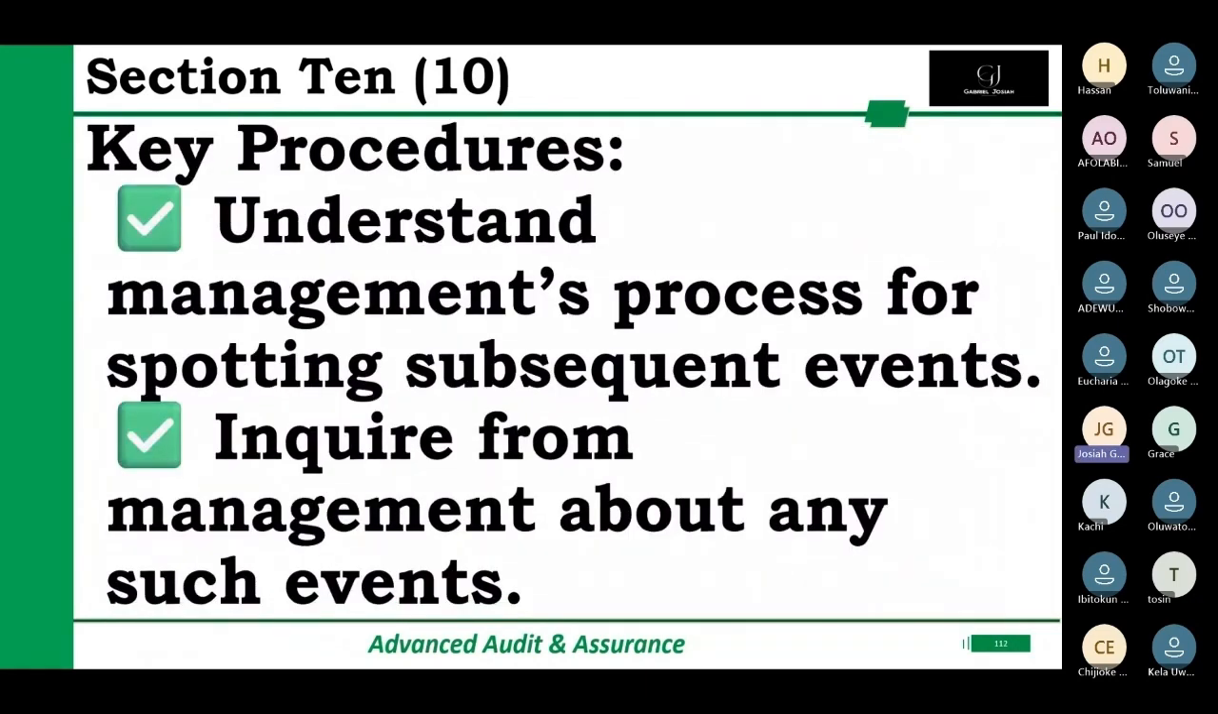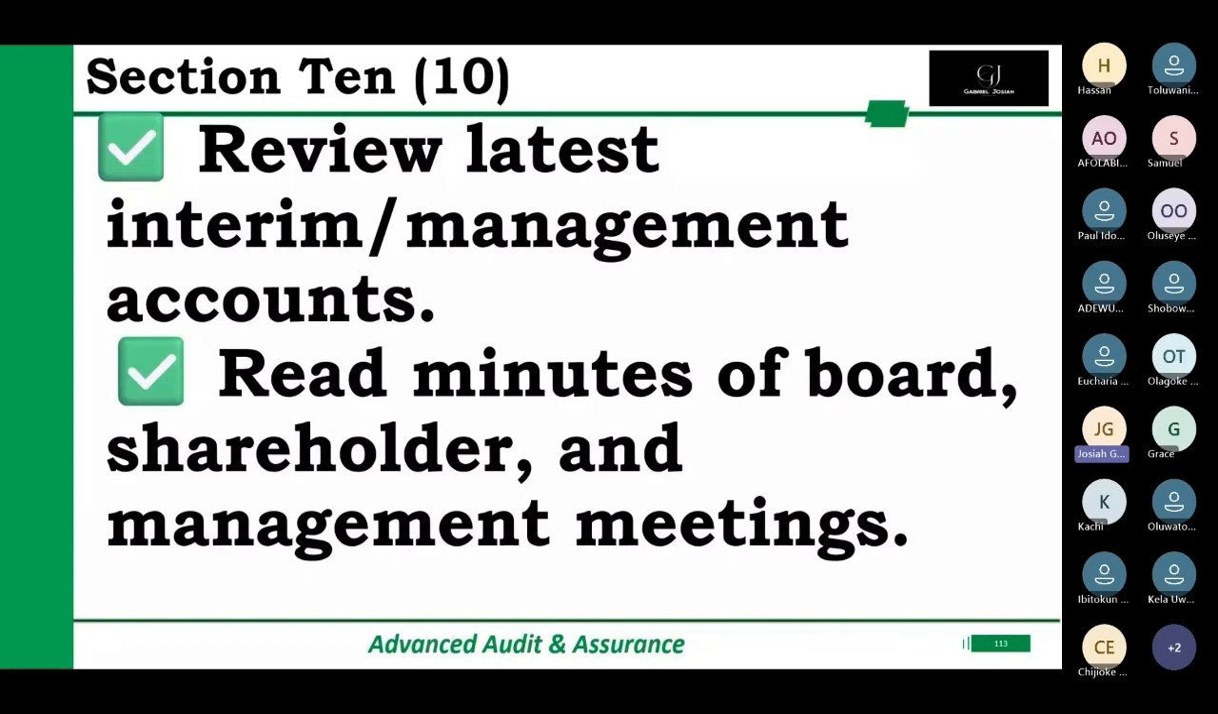So our auditors must actively search for such events. The key procedure around this is that the auditor needs to understand management's process for spotting subsequent events. So, is management aware? Are they equipped? Do they understand how to spot events? He needs to understand their process of spotting subsequent events, and also inquire of management about any such events, and also review interim management accounts. Management accounts are the process through which financial statements are prepared.